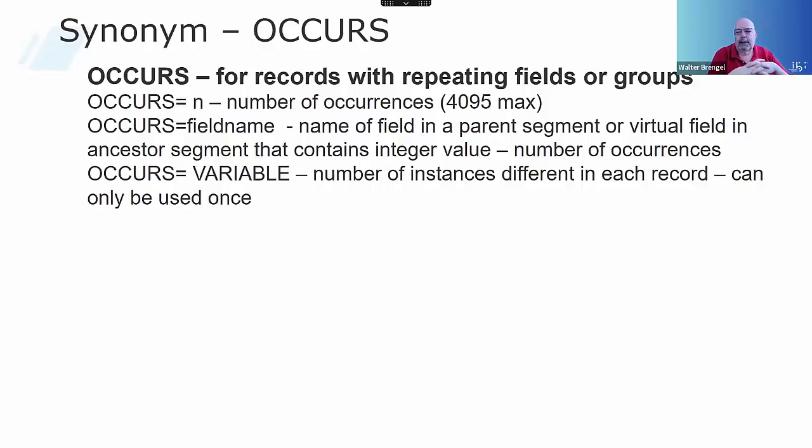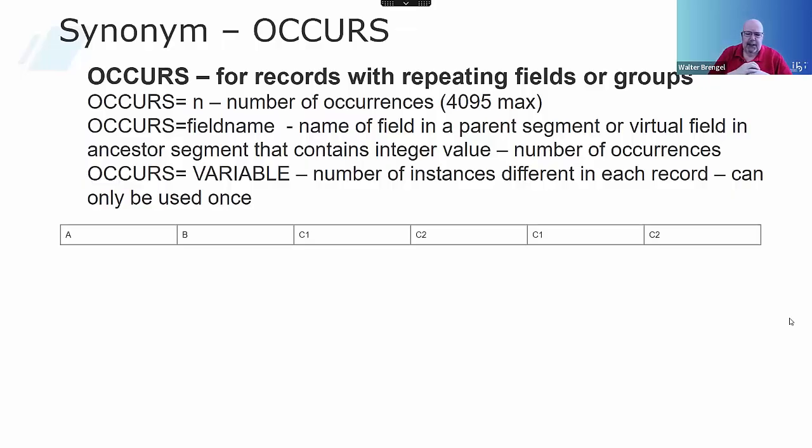All right, occurs. Occurs tells how many times you're repeating. So occurs equals n is a fixed number. Occurs equals field name says that it's variable, based upon another field that's already been defined. And then occurs equals variable says it could be any number of occurrences. Occurs equals variable is generally used for a variable length data set, which is mostly used on mainframe. But you can have them on PC.